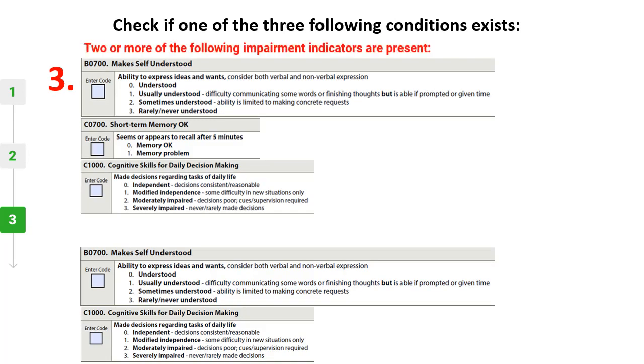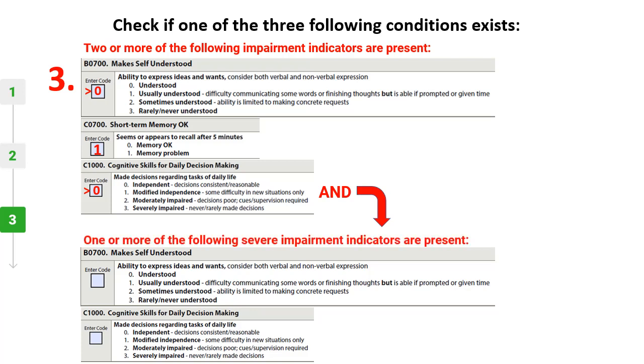Or 2 or more of the following impairment indicators are present: B700, make self understood, greater than 0; C700, short-term memory okay, equals 1; C1000, greater than 0. And 1 or more of the following severe impairment indicators are present: B700, make self understood, greater than or equal to 2; and C1000, cognitive skills for daily decision making, greater than or equal to 2.